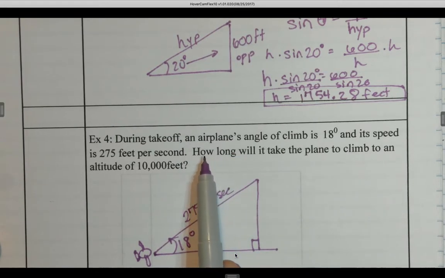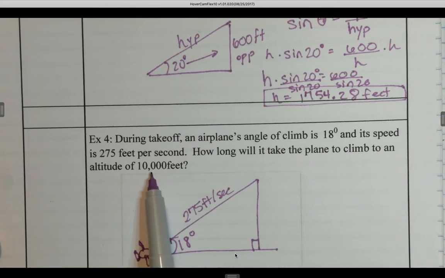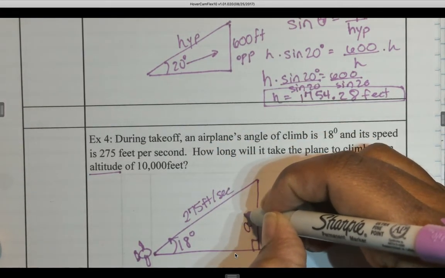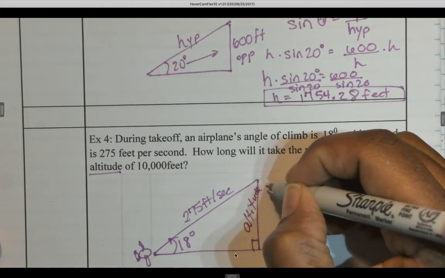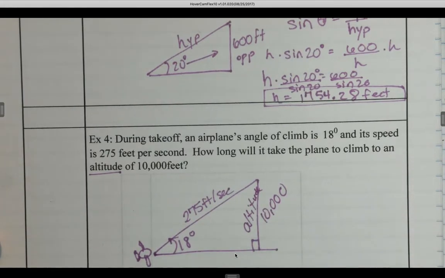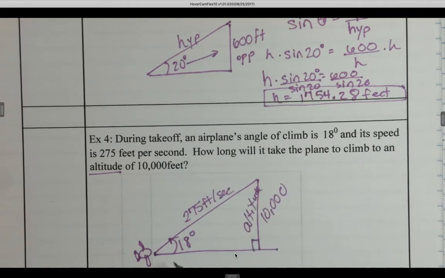All right, but our question is, how long will it take the plane to climb to an altitude of 10,000 feet? Now, altitude is just how high up from the ground the plane is, right? So here would be your altitude. They're saying, how long is it going to take this length here to be 10,000? So they're really asking us to do two things. I know how high up you are, but I have to figure out this length here of the hypotenuse, right? And once I find that length, let's figure out how many seconds it took you to get there.